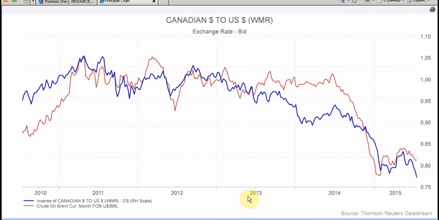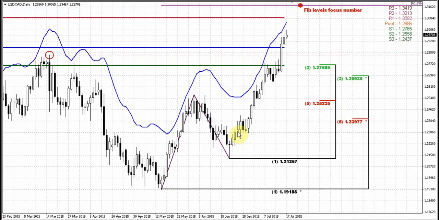That's obvious because Canada is a major exporter of crude oil products to the United States. They take a significant part of the Canadian economy, so oil and oil products are a very important part of Canada's export. That's why we think that our monthly target will be hit.